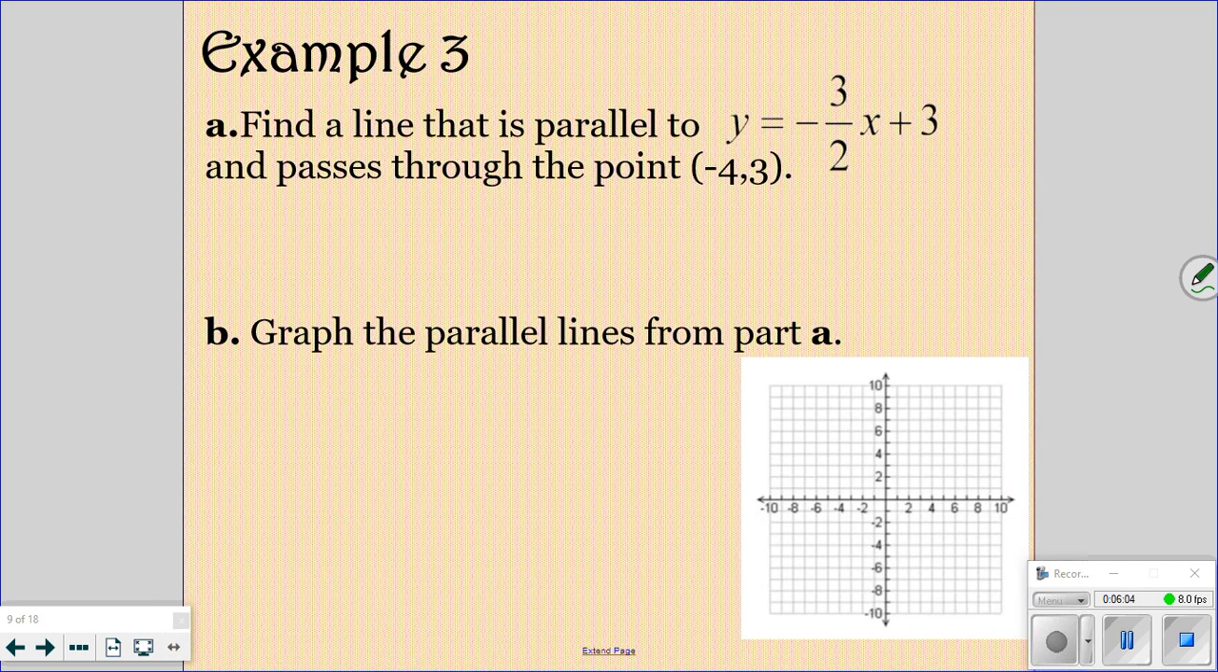So we want to find a line that is parallel to this given line and passes through the point negative 4, 3.